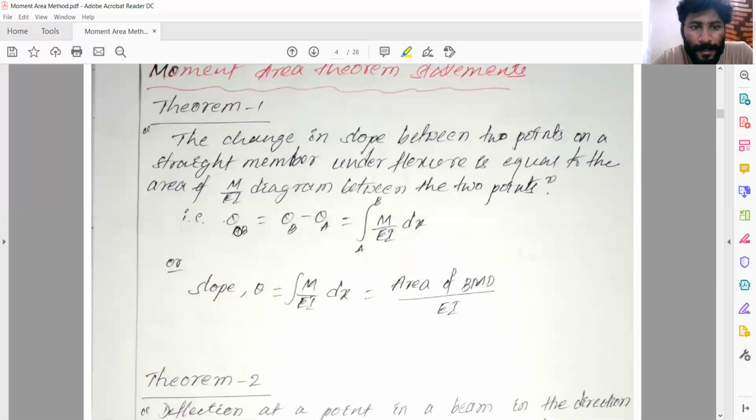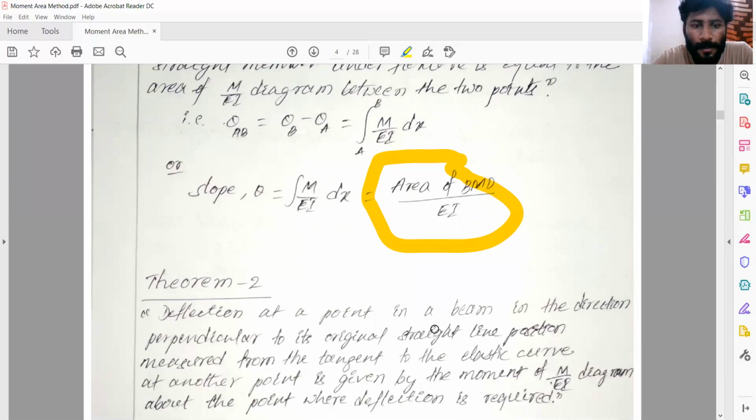That's what we have seen. Theta AB is equal to theta B minus theta A, which is equal to the integration of A to B of M by EI dx. In general, slope theta is equal to the integration of M by EI dx, which is equal to the area of BMD divided by EI. So this is the equation we are going to use to solve the problems.